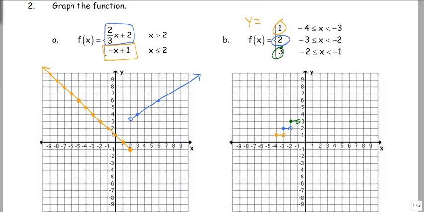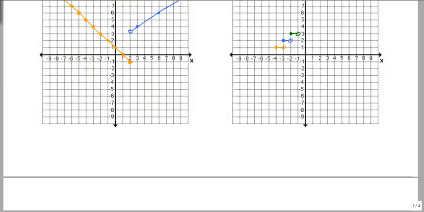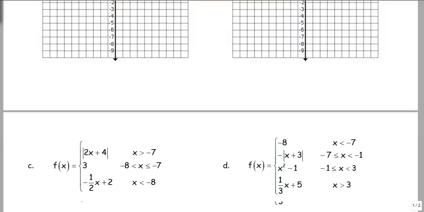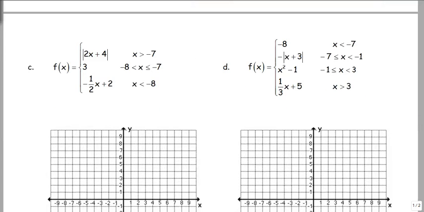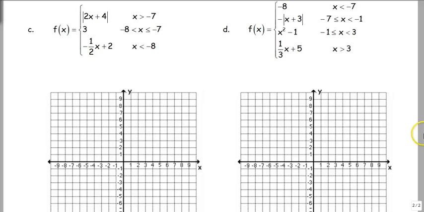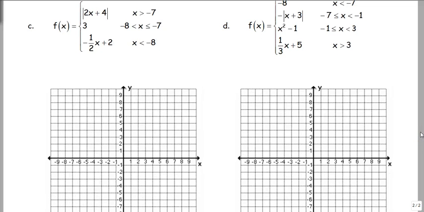Okay, let's flip the page. This gets a little trickier. Not too bad, though. We have a little bit more going on. So let's graph the next one.